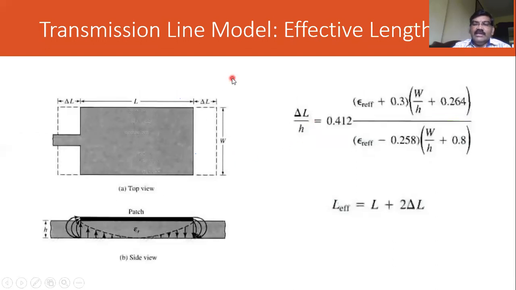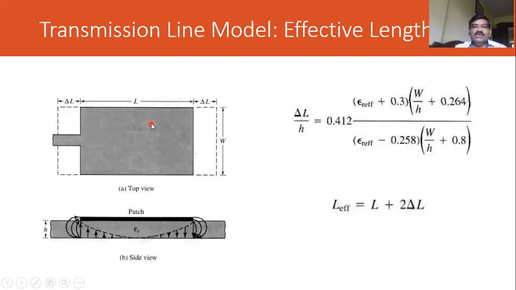The second one is the effective length. Now this is your patch, and it has a contact, the electric field. Now the electric field is over this patch. The black one is the actual patch. So over the black portion, there will be the electric lines of force. But from outside this way also, there are electric lines of force. So this is the electric field. Due to this impact, as we have the effective dielectric constant, it also has a significant impact on the length.